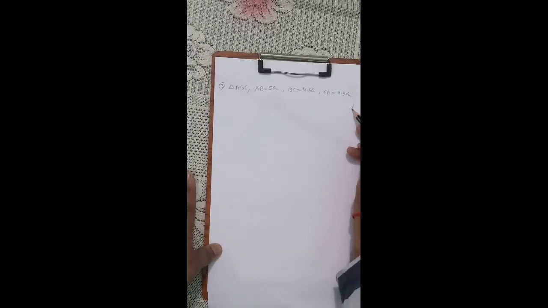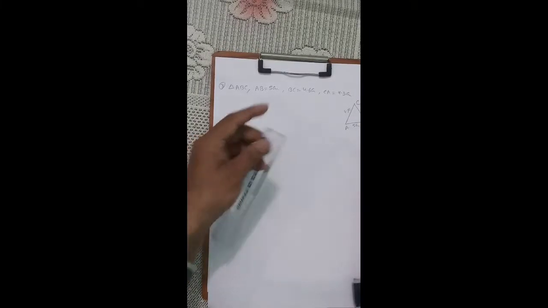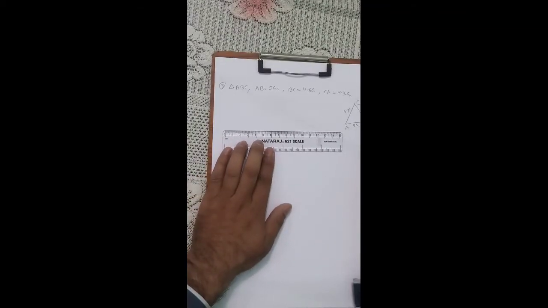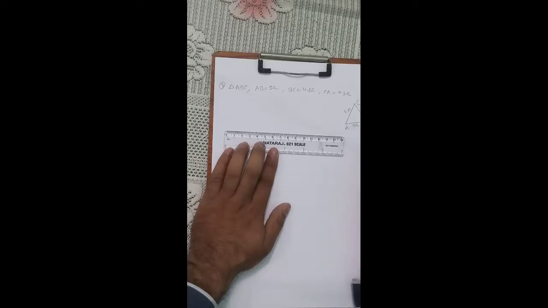So children, when you are doing a construction, draw a rough diagram here. ABC, this is the triangle in which AB is 5 centimeter, BC is 4.6 centimeter and CA is 4.3 centimeter. This is the rough diagram. Now with the help of scale and compass, we will draw the triangle. So first take your scale, draw a line segment of 5 centimeter which will be equal to AB. So how will you draw?